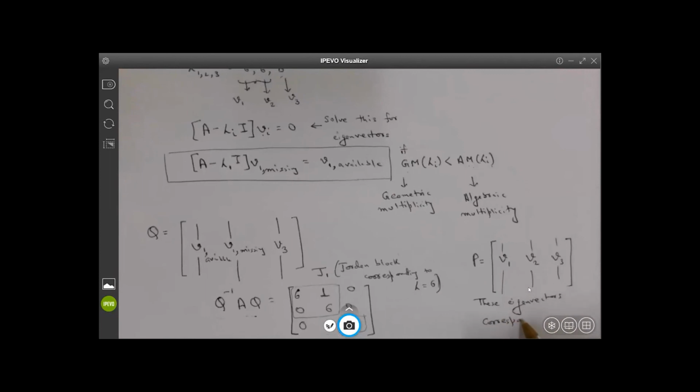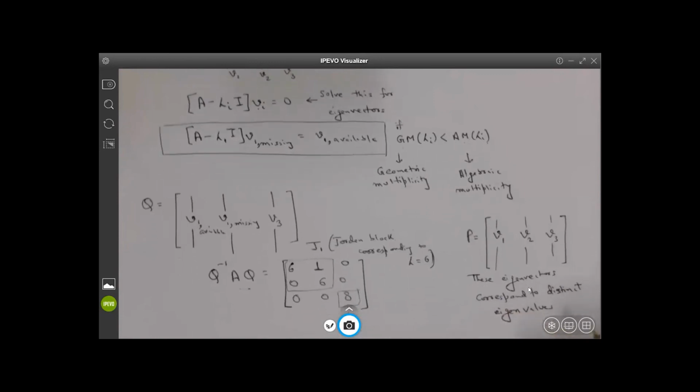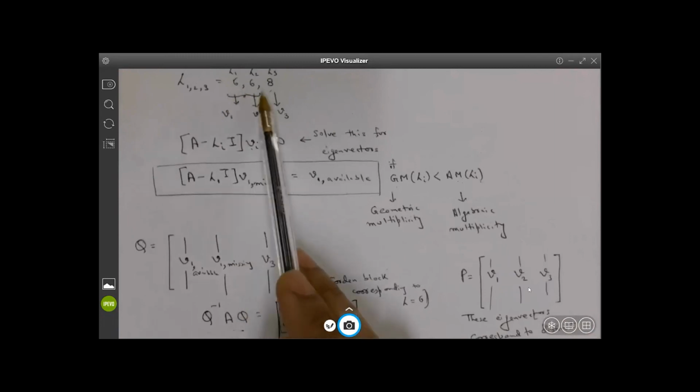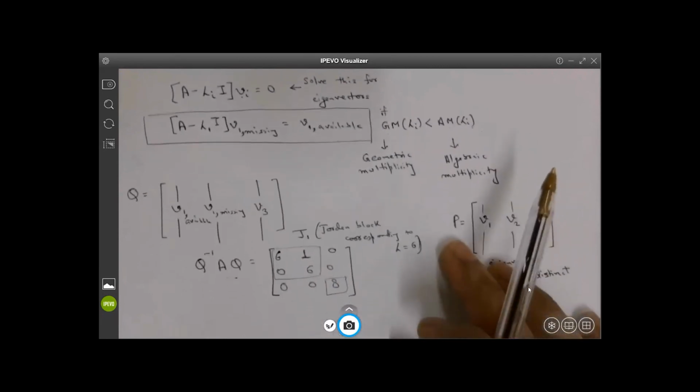And if I arrange it like that, where these eigenvectors correspond to distinct eigenvalues. So if I have to find the eigenvectors corresponding to distinct eigenvalues, distinct means there is no repeated eigenvalue, it is all different. So if I have real and distinct eigenvalues, then I will have linearly independent eigenvectors, and that combination of all the eigenvectors arranged in a matrix form, let's call it matrix P.